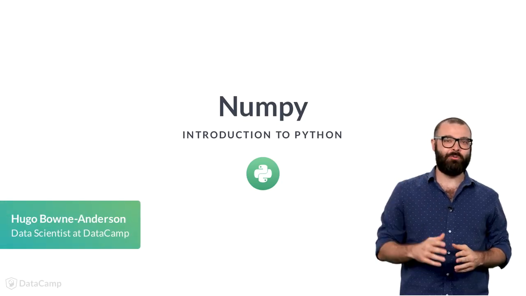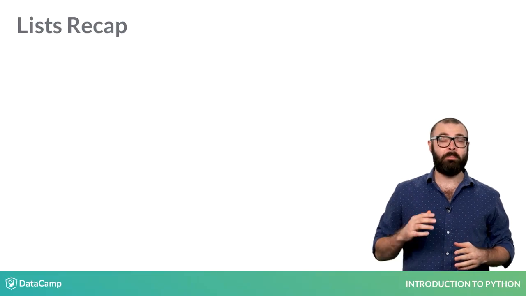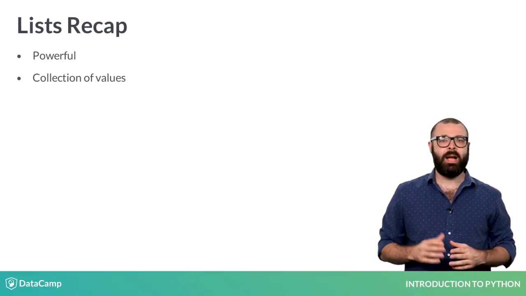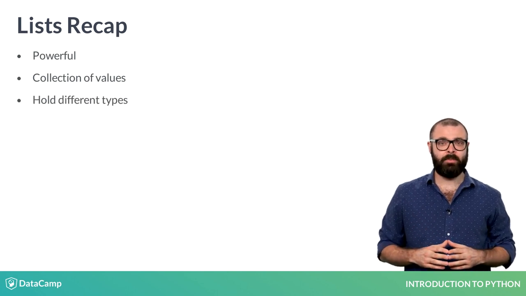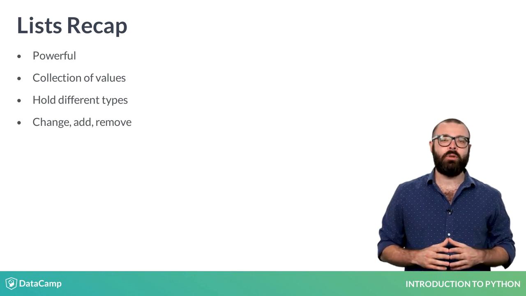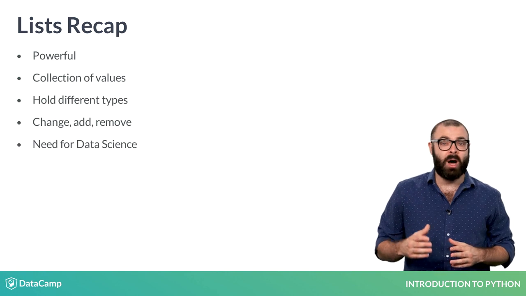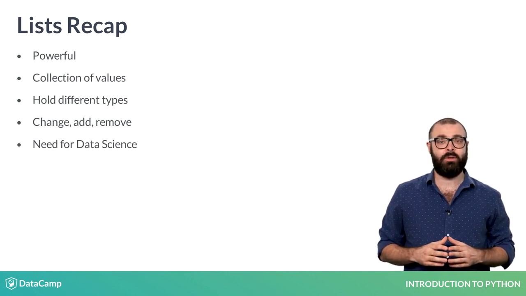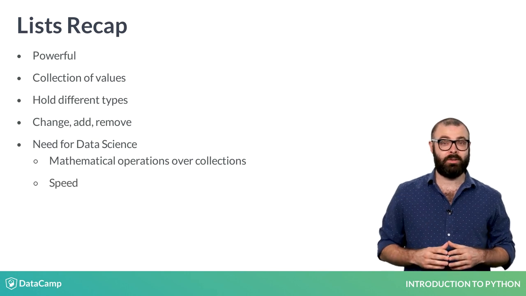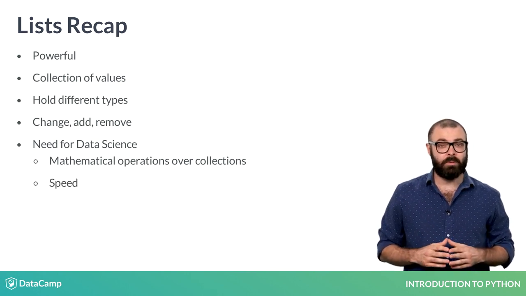Wow, you've done well, and by now you're aware that the Python list is pretty powerful. A list can hold any type and can hold different types at the same time. You can also change, add, and remove elements. This is wonderful, but one feature is missing, a feature that is super important for aspiring data scientists such as yourself. When analyzing data, you'll often want to carry out operations over entire collections of values, and you want to do this fast. With lists, this is a problem.